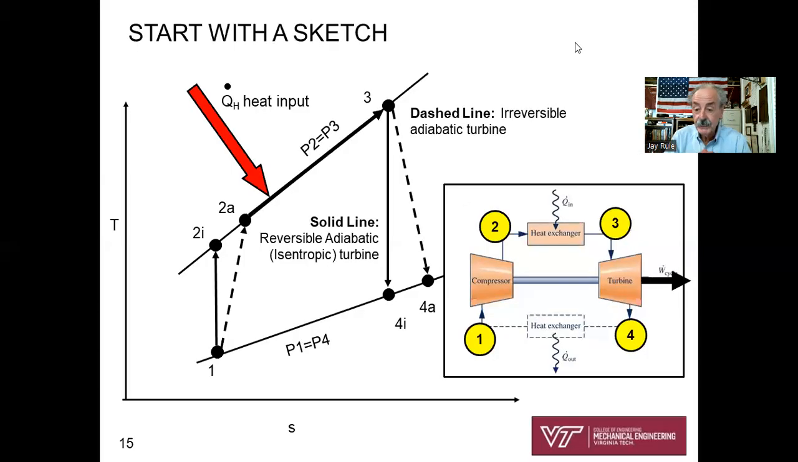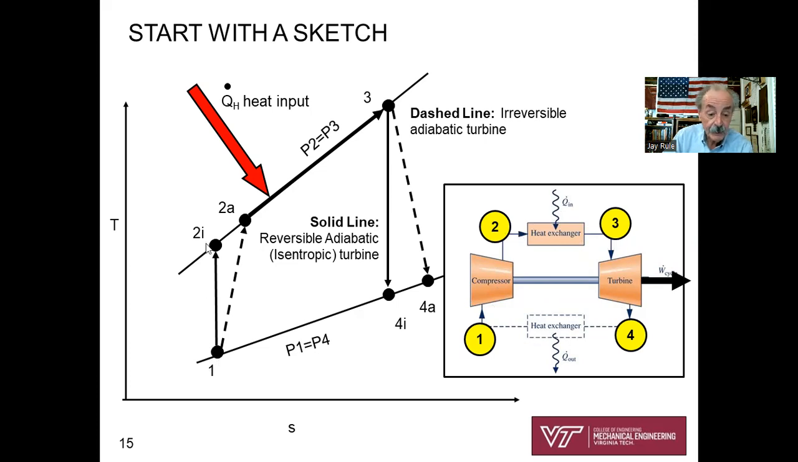So let's start with a sketch. We've got two sketches here on one slide. Here would be the components: going into the compressor at 1, out of the compressor at 2, the heat addition process into the turbine at 3 and out of the turbine at 4. And here's the T-s diagram.